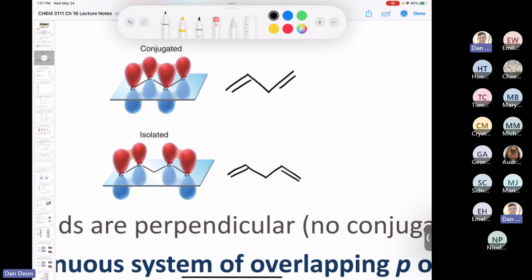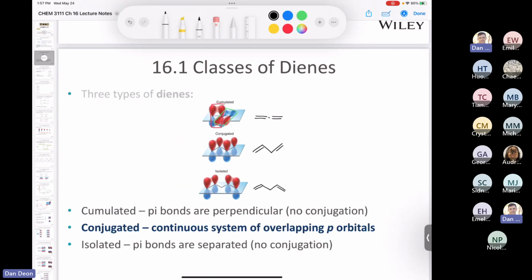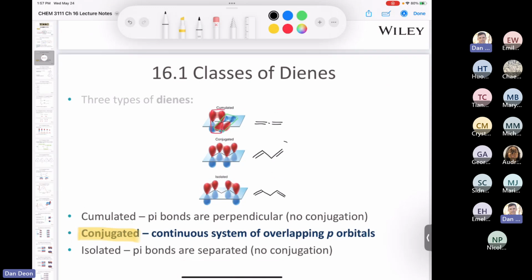Well, those pi bonds aren't connected to each other in any way, shape, or form. And again, the reason we have the conjugated ones highlighted here, or kind of in bold, is because that is what we're going to focus on most of the time. Now, you might be looking at the conjugated diene that I drew here, which is the same one that was on the previous slide, I think, okay?